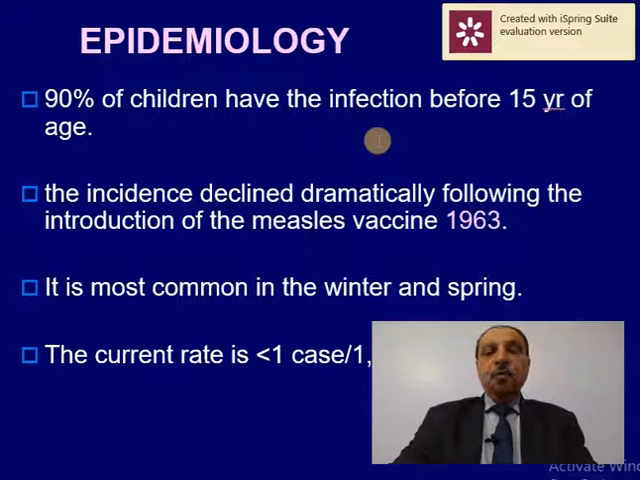It is most common in the winter and spring. Measles, I remember when I was young, was coming every other year, and most of the children before the time of vaccination would get measles. And of course, there were complications, as I remember, and some got encephalitis. The current rate of measles is 1 case per 1 million population.